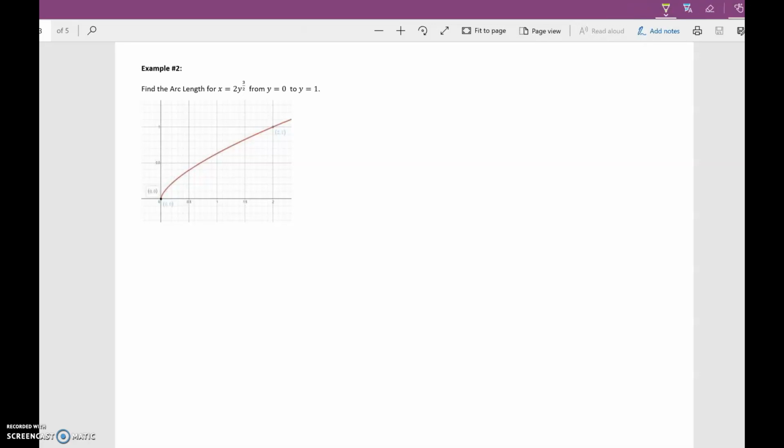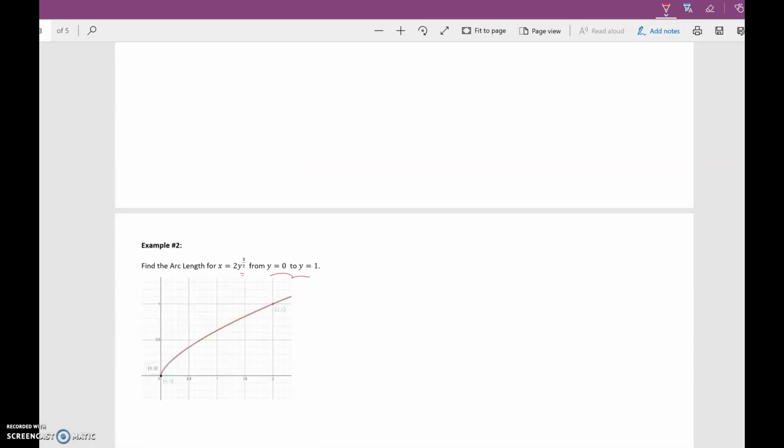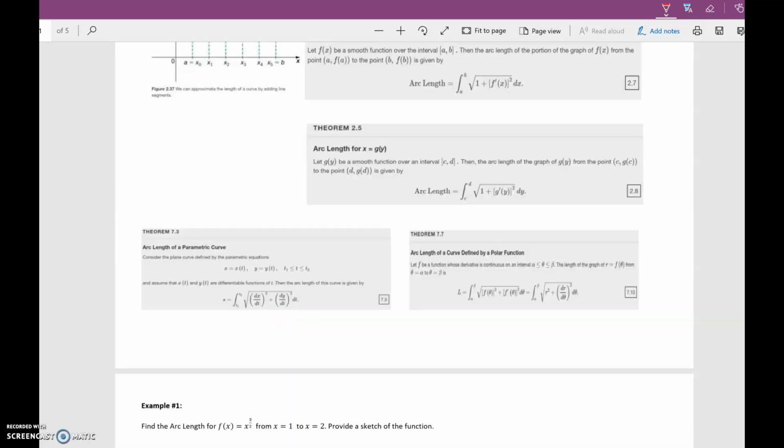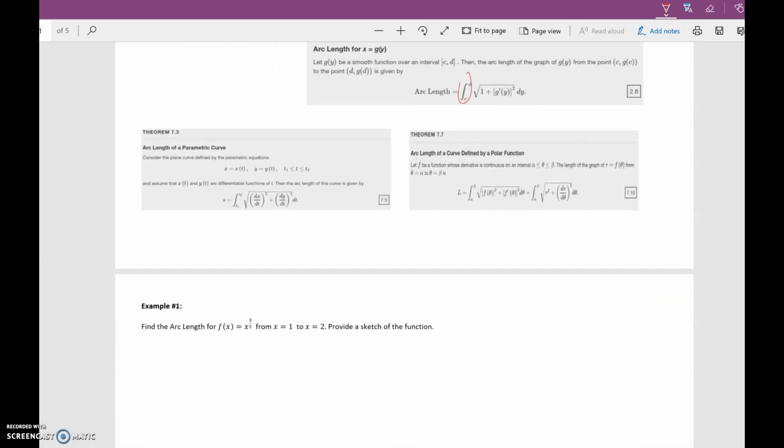Hi class, let's take a look at example 2. In example 2, it's given as a function of y's. So we just have to be careful on this one. When you set up the integral, if you were to be given the actual coordinate points here, you have to make sure that you set it up in terms of the y's.